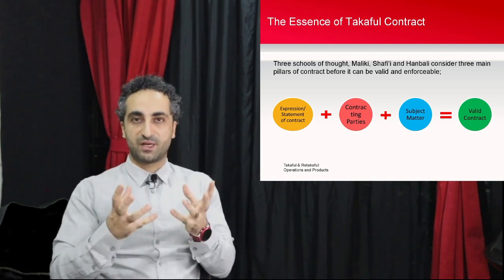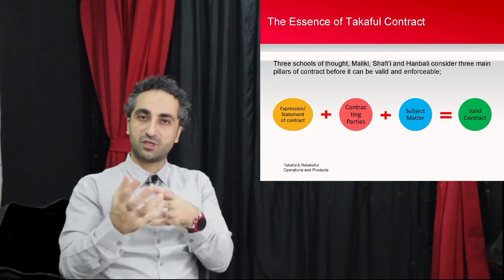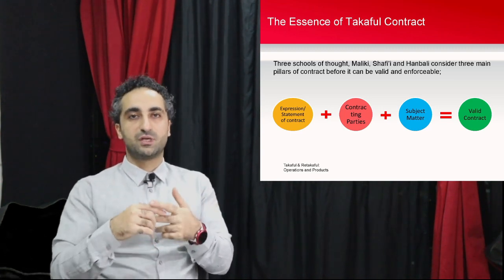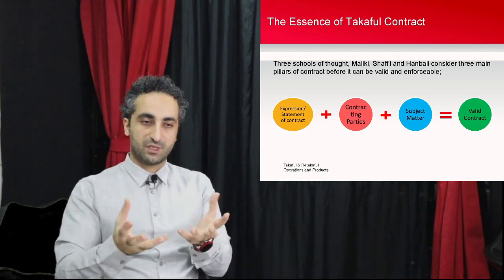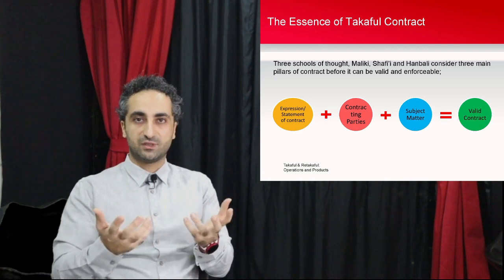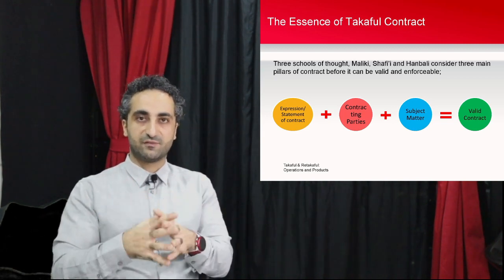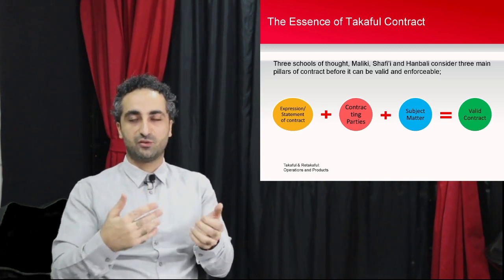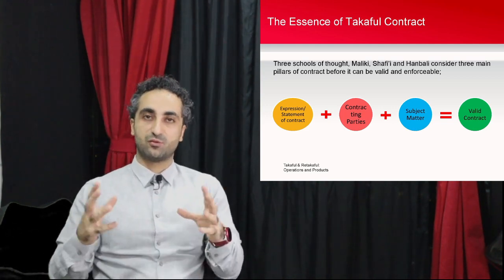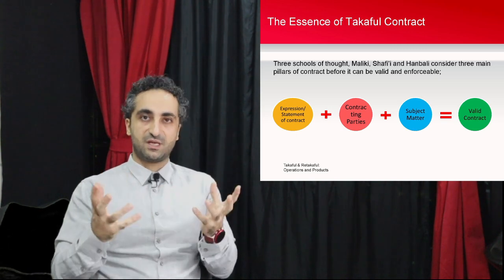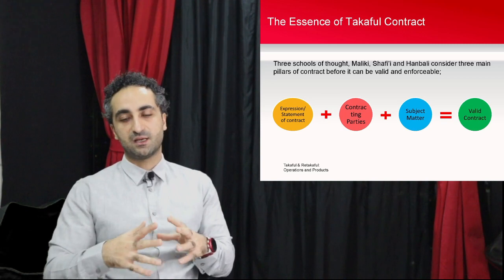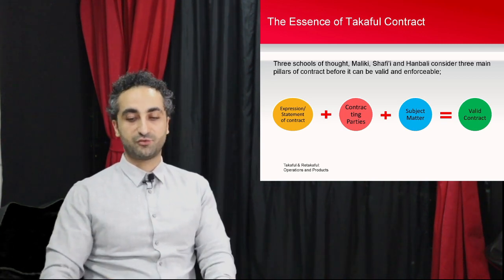Finally, the subject matter. The subject matter also, what are you buying and selling? Pork, food? What kind of contract? What's the subject matter? What's the underlying asset? What is the essence of this contract? Why are you doing the whole thing? So that also must be permissible in Islam. So when we have these three aspects in a contract satisfy the requirement in Islam, we have a valid contract.